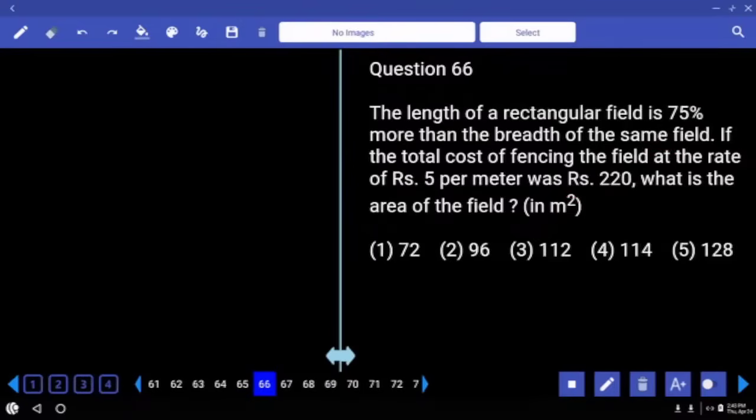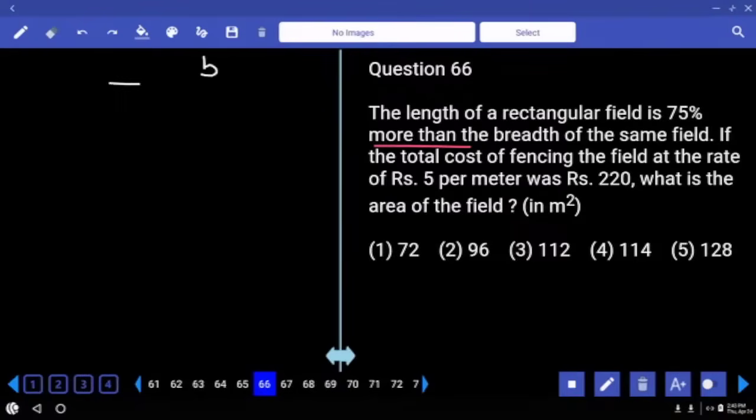The length of the rectangular field is 75% more than, this word is very important, more than the breadth of the rectangle. 75% in fractional form is 3/4. If breadth is 4, length will be 3/4 more than 4. What is 3/4 of 4? 3. 3 more means 7. If the cost of fencing the field at the rate of 5 rupees per meter is 220, what is the area of the field?